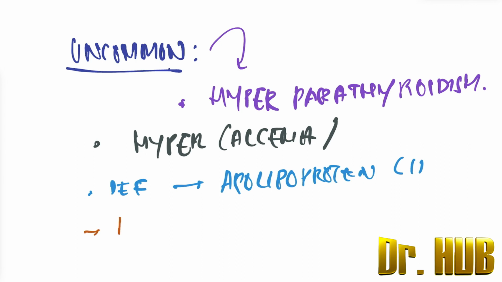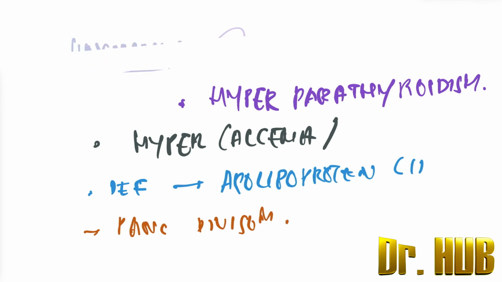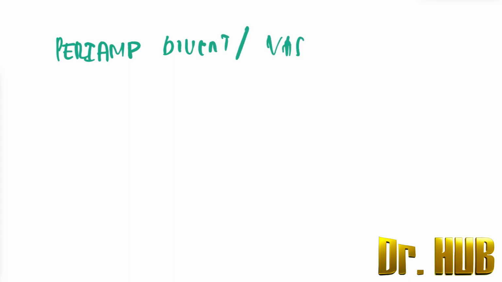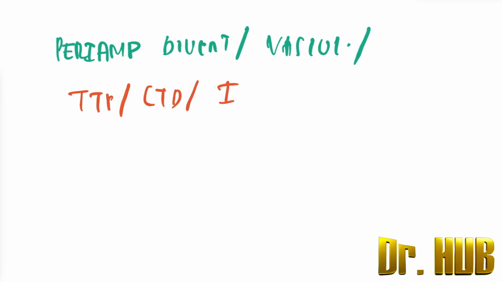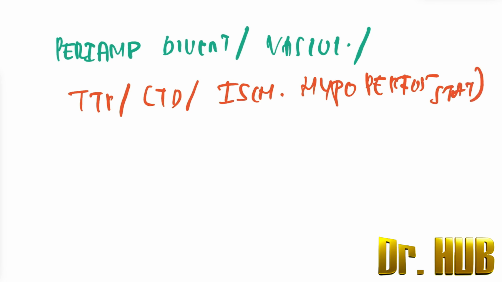Next, there is pancreatic divisum. Then there is also periampullary diverticulum. There is vasculitis, TTP, connective tissue disorders, ischemic hypoperfusion states, and also hereditary pancreatitis and cystic fibrosis as well as RF, that is renal failure.